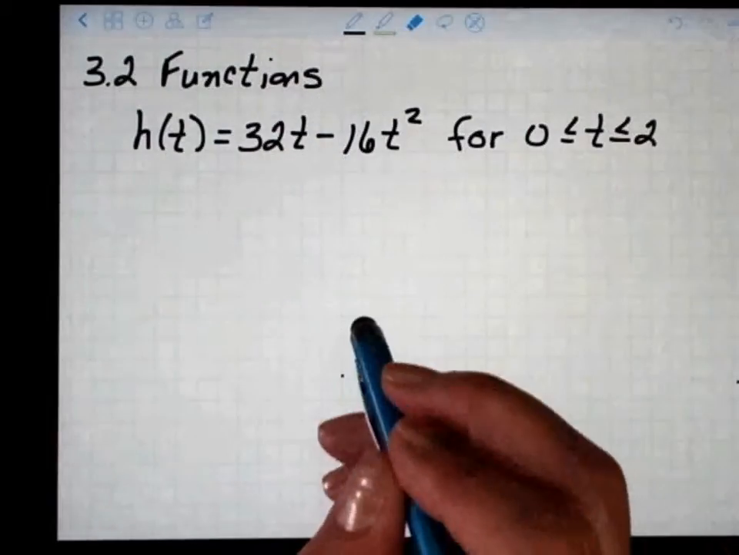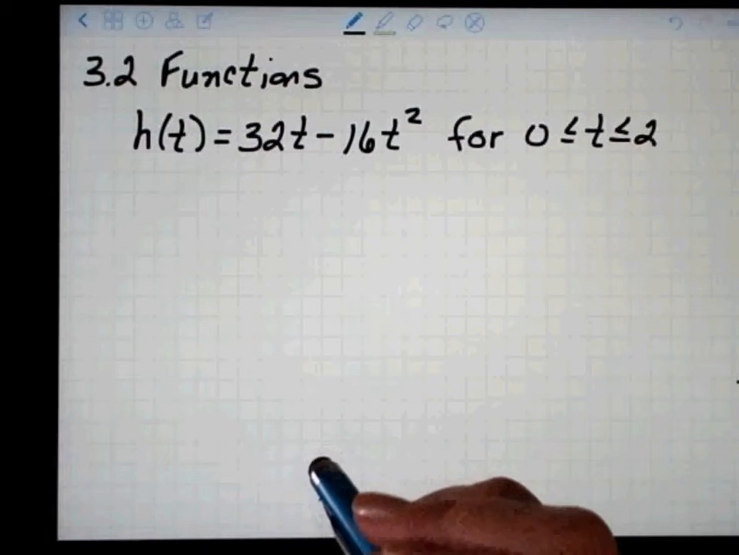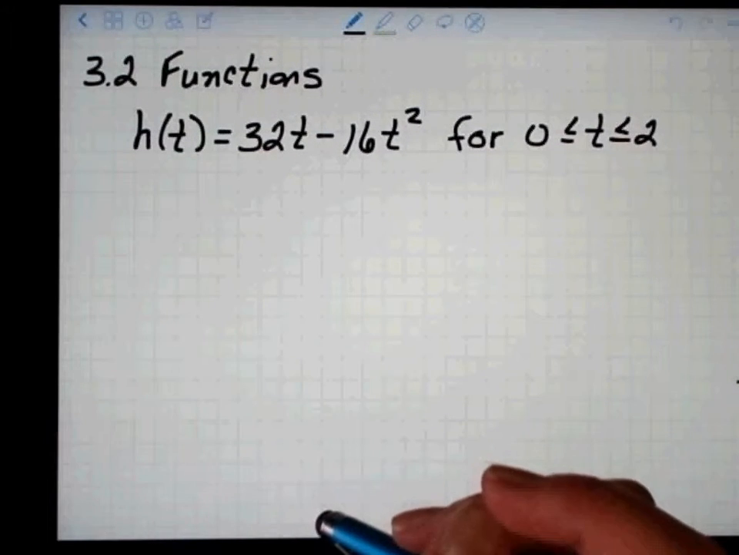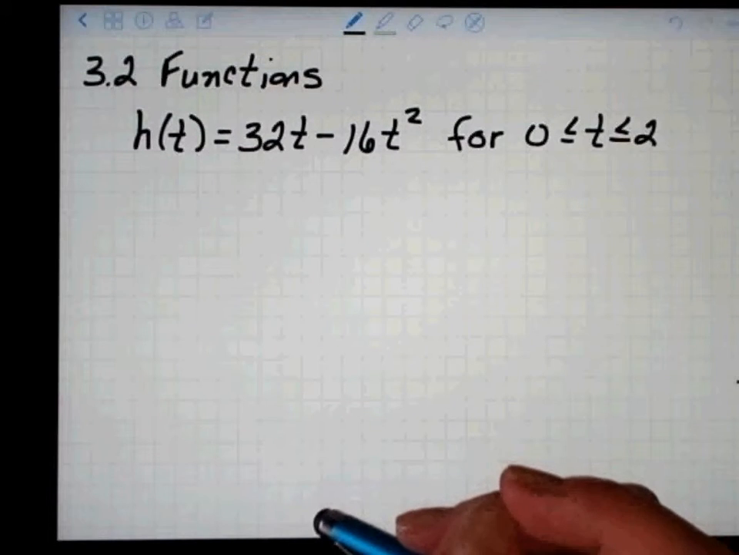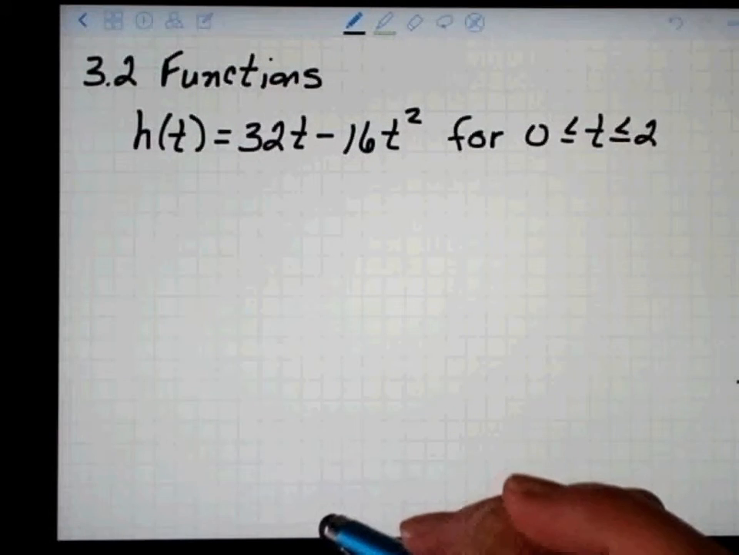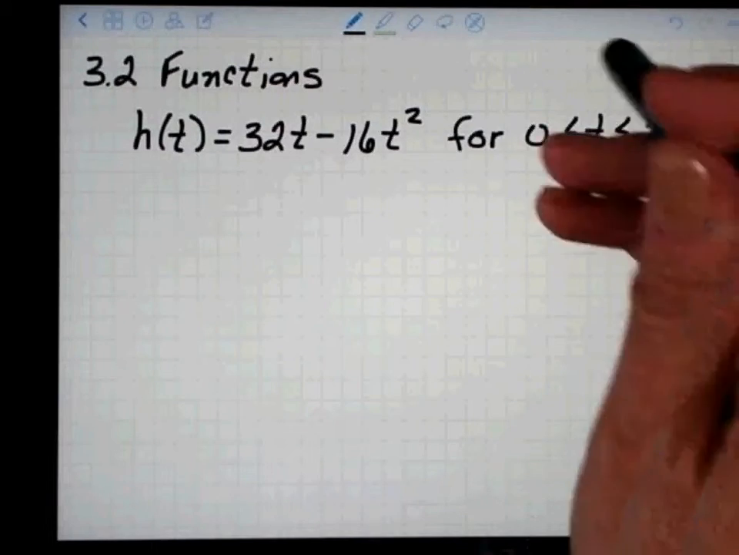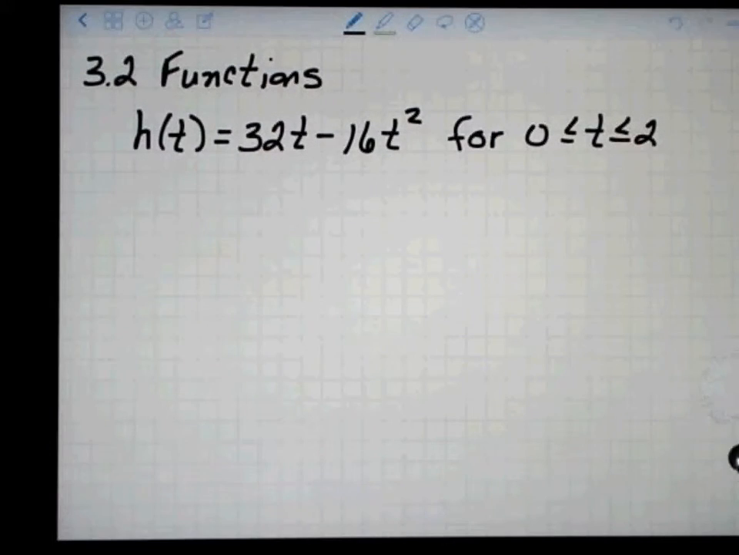Now what's going on here is Kendra is tossing a softball up and down in the air, just standing there and tossing it straight up in an underhand motion. Somebody else has a camera or some such thing that is recording the height of the softball as a function of time. And then they figure out this equation. Now, maybe this was part of a physics class. It really doesn't matter. What I want to talk to you about is how to handle functions.